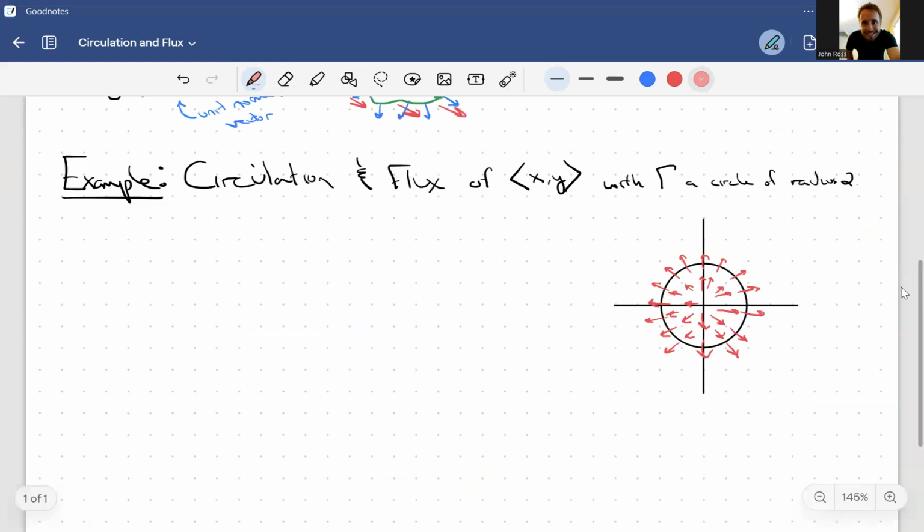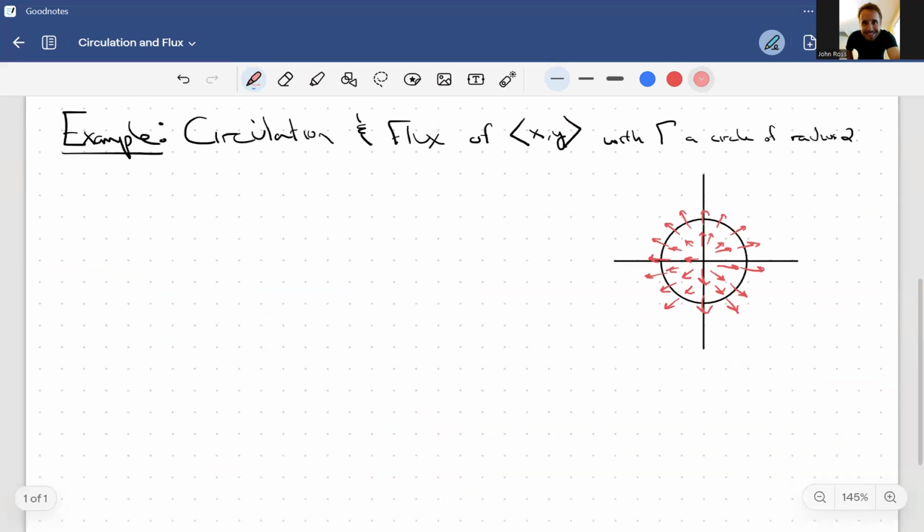Okay, so with all of that, let's actually get into an example here. Let's calculate the circulation and the flux of the vector field x comma y. So this is our vector field f here. And our gamma is going to be the circle of radius 2. So over here on the right, you can see the picture that we've drawn. Our vector field f is the vector field that is radially moving away from the origin. And so as we get further out, our arrows will get bigger and bigger as our x's and y's are larger. So that's going to be our vector field.